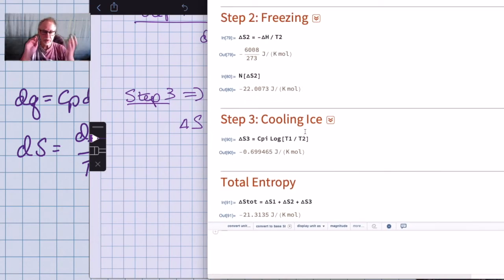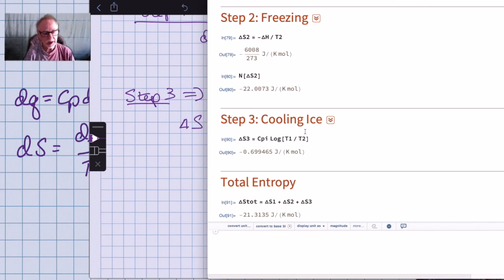So at this point, you should say, what's going on here? Because I thought this was spontaneous at -5 degrees. Why is it that we get a negative number? Is this a violation of the second law of thermodynamics? And the answer is no, it's not a violation of the second law, because what have we not considered yet? The second law is associated with the universe, or an isolated system. In this case, we have just calculated the entropy change for the system, but not the surroundings.